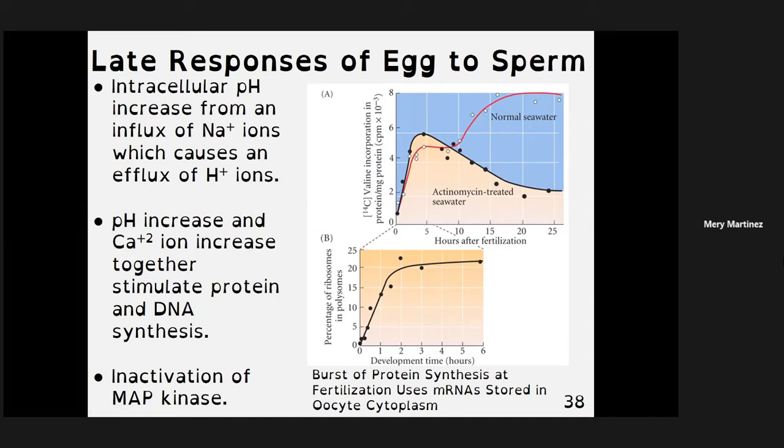So here we have the percent of ribosomes in polymers, and we see that they just go high. So we have more ribosomes activated within hours of development, which means that we have synthesis going on. And fertilization is going to be using the messenger RNA that is stored in the ooplasm to start producing the cell divisions. Okay.